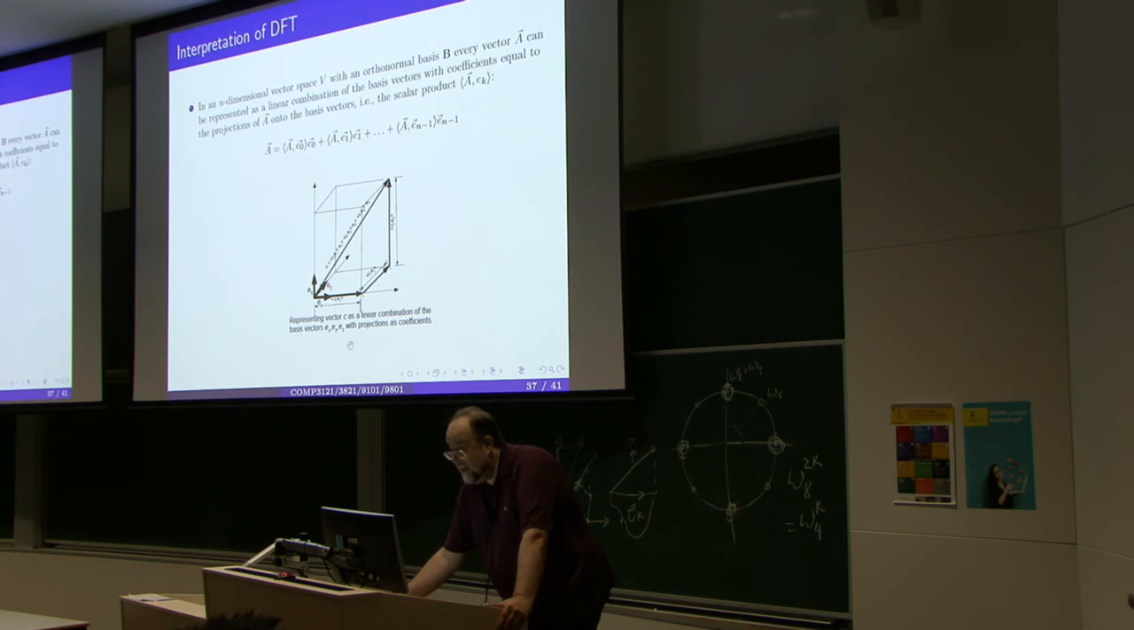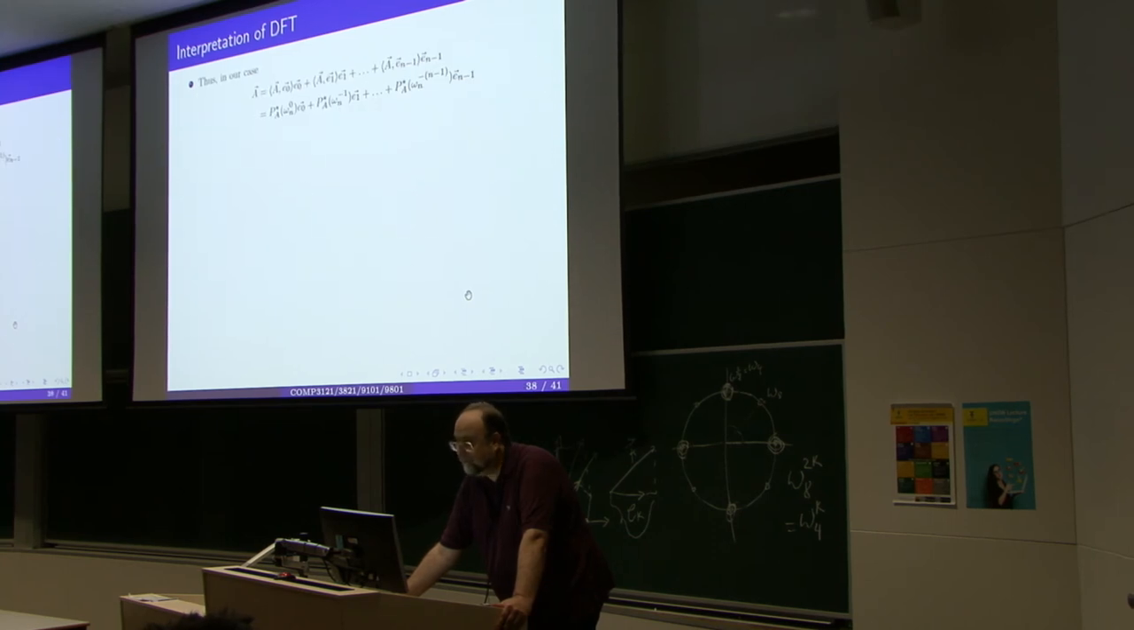So the discrete Fourier transform is nothing but this picture, where these vectors are not the usual vectors 1, 0, 0, 0, and 0, 0, 1, but they are vectors whose coordinates are the powers of the roots of unity, right?